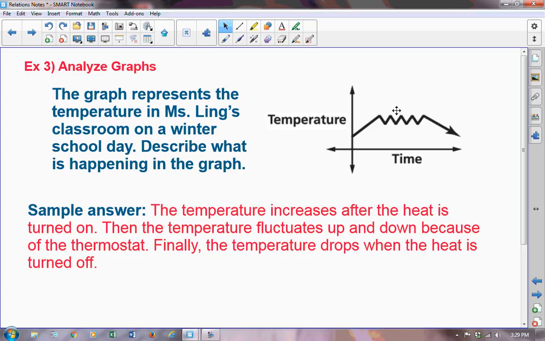If the heater stayed on all the time, the temperature would increase. If the heat is turned off, the temperature would decrease. That's why it kicks on and off throughout the day. Same thing with air conditioning. And that is relations.